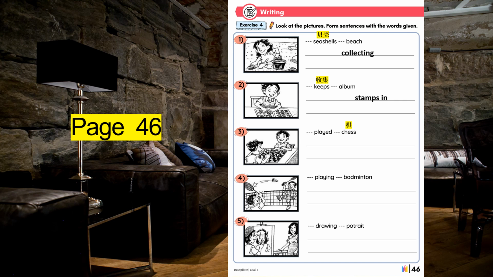Number four. For playing. So your ing form means you need is, am, are. Don't forget your is, am, are, playing badminton. 现在正在. So write your answer, subject 谁, verb 要用 is 或者 am 或者 are, then only ing, playing. Okay, so you write on your own.